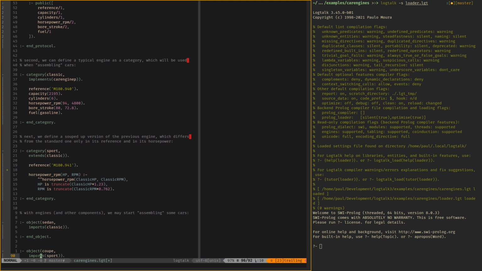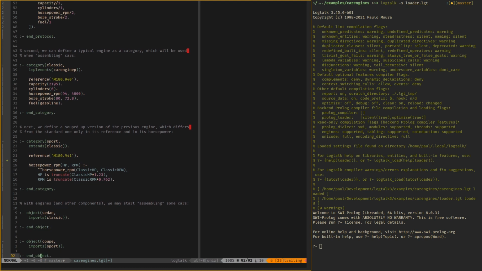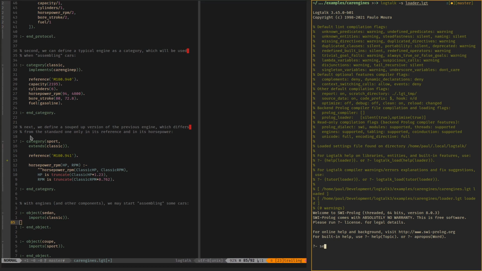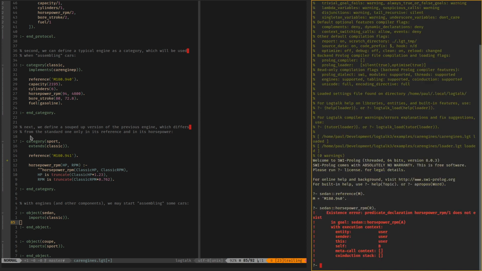All right, so let's have a little look, see what's going on. We've got two car objects defined then. One of them is importing classic, one of them is importing sport. So let's take a look at the sedan first, because that's just a classic without the whole crazy sport extension going on. So if it imports classic, then its reference must be public because it imports the car engine protocol, and it should be that M180940, which it is. That's good news. And horsepower RPM, that's the other one to look at, right? So horsepower, I can spell RPM. What's that going to be?